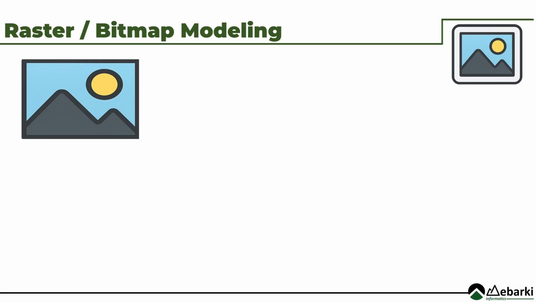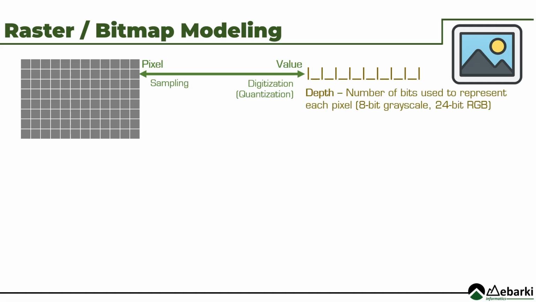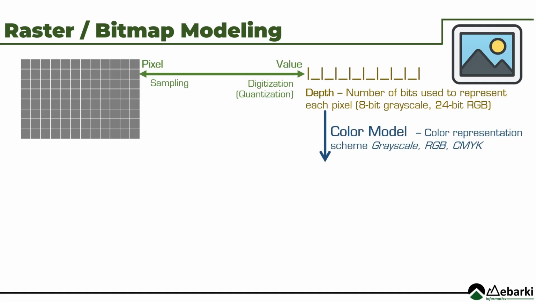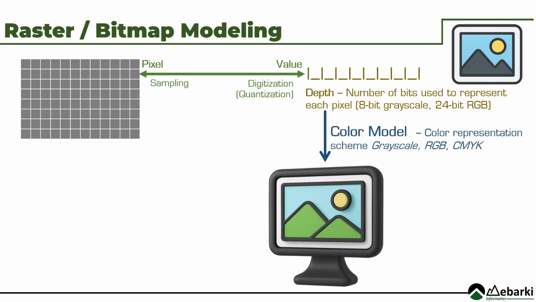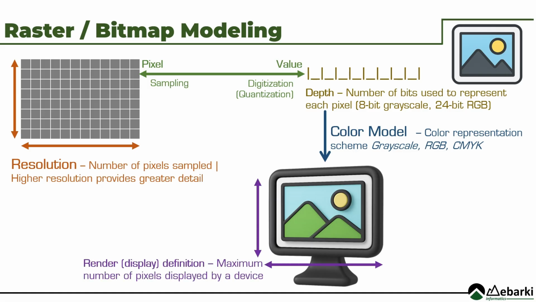bitmap. In this approach, the image is decomposed into pixels, or sampling, and each pixel is assigned a value, or quantization. The number of bits used to represent this value determines the image depth. To display the image, a color model must be defined in order to reproduce the correct colors on the screen. Such models may include grayscale, RGB, or others. The size of the image in pixels is referred to as its resolution, while the maximum number of pixels that can be displayed on a screen is known as the display definition.